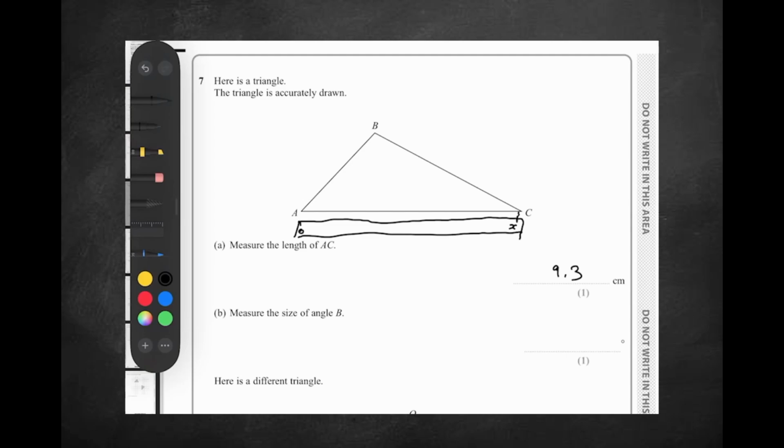Part B, measure the size of angle B. So what you're going to want to do is get your protractor, and I will just draw a protractor on here.